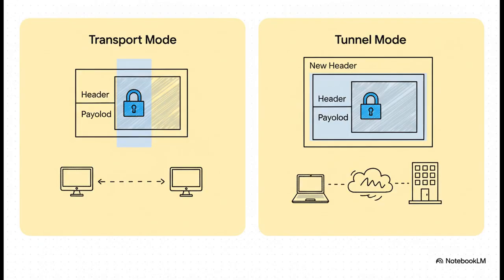Now, IPsec can put on this armor in two different ways. First, there's transport mode. This is where it only encrypts the data itself, perfect for securing traffic between two specific computers. But then there's tunnel mode, and in this mode, it encrypts the entire original IP packet, headers and all, and wraps it in a new one. This completely hides where the traffic is really coming from. And that right there is the magic behind almost every single VPN you've ever used.